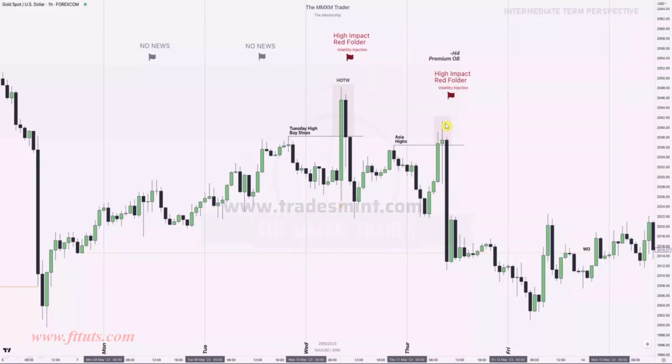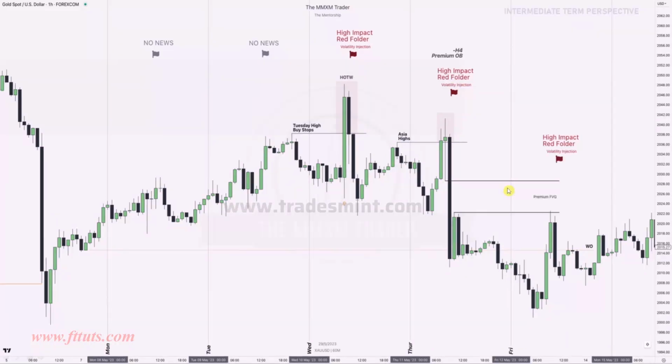And then we got this external raid over here, order pairing, high resistance liquidity run, because we see an immediate rejection after we take out that high, right? And Friday we have another high impact red folder, right? Volatility injection, making it even more probable to draw into our longer term perspective, which is that weekly fair value gap, right? We got a premium fair value gap over here. We dip into that premium fair value gap and we still continue our way down into the sell side of the curve.